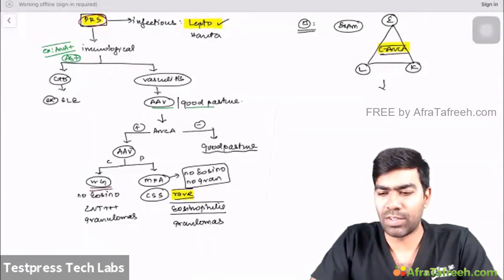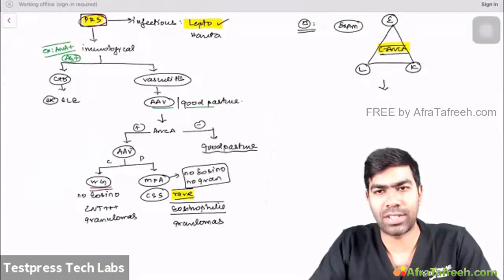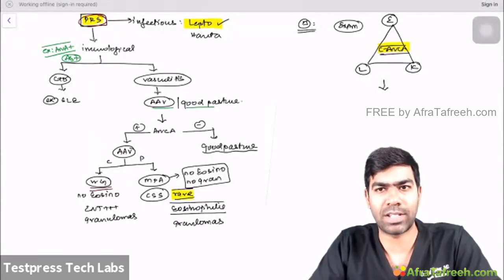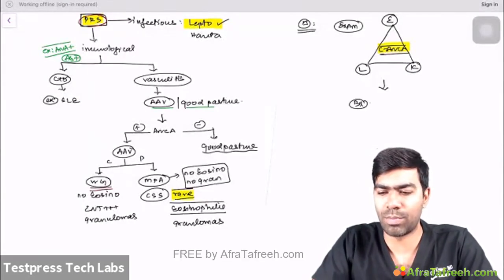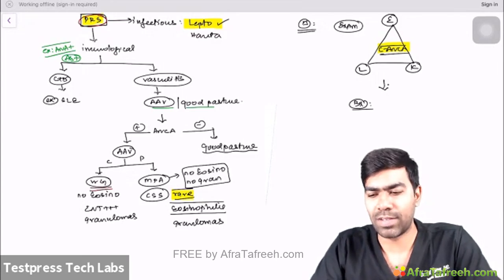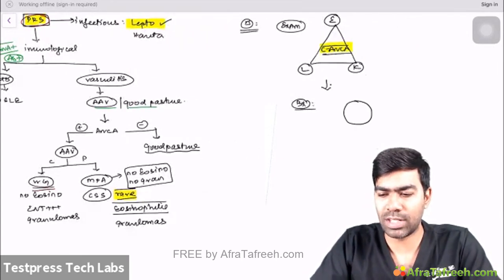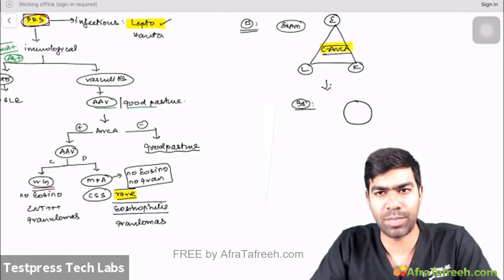But remember, even though C-ANCA can suggest that the patient is having granulomatosis with polyangiitis, it cannot confirm whether the patient is having it or not. So of course, you need to do a biopsy. In biopsy, you will see a very characteristic finding. You will see small vessels. The idea of the biopsy is to see the small vessels.